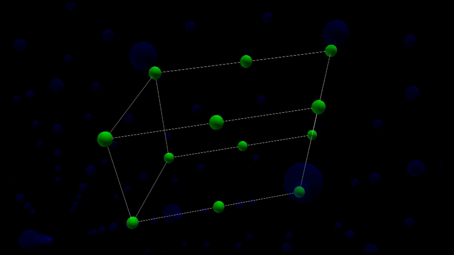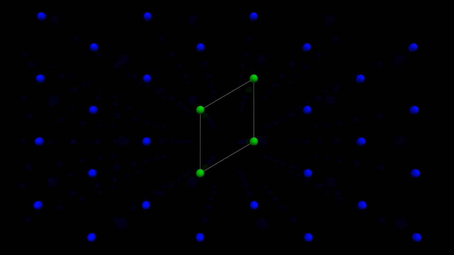Here's an example of a non-primitive unit cell. We can easily tell this by noticing that it contains lattice points on the sides of the cell connecting it, each contributing a fourth of a lattice point, making the total amount of lattice points in the unit cell equal to 2. Let's go back to the 2D lattice to simplify things. Here we can see a unit cell highlighted with green lattice points.